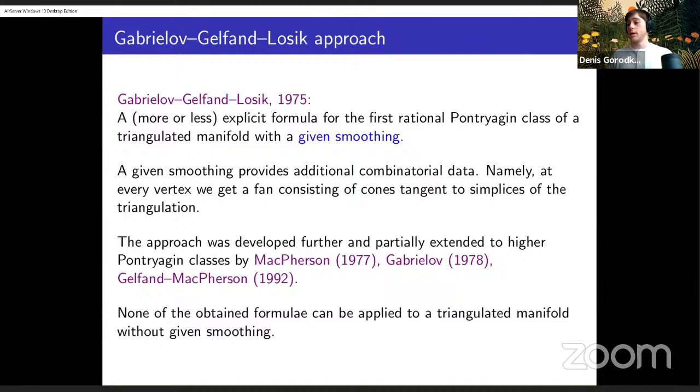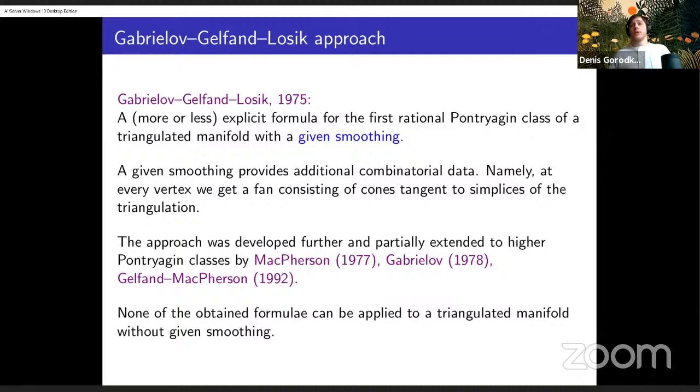Now let me move to some of the classical approaches to the problem of computing combinatorially the Pontryagin classes. This was a very well-known problem in the 70s, and there was a lot of work. I think that one of the most well-known would be Gabrielov-Gelfand-Losik's work. And they provided an explicit formula for the first Pontryagin class of a triangulated manifold when the manifold has a given smoothing. So first of all, this manifold has to be a triangulation of a smooth manifold. Second of all, you have to fix a smoothing of the manifold, which is quite a tricky thing to do in most explicit cases. This given smoothing gives you some additional combinatorial data. And using this combinatorial data, you can write an explicit formula, in quite difficult terms.